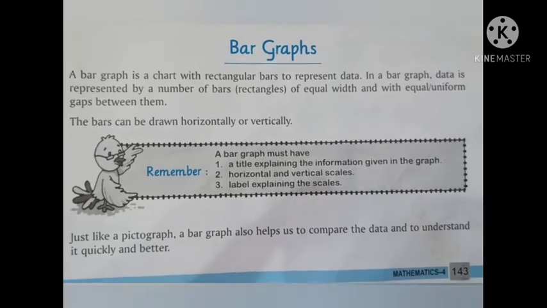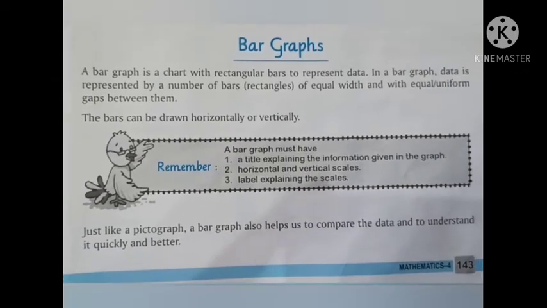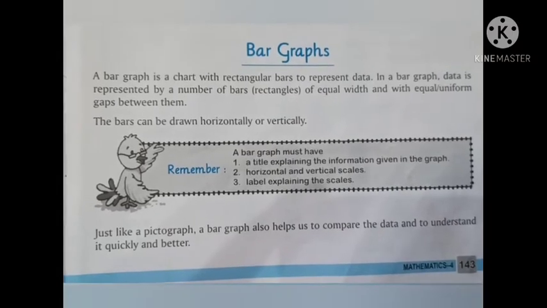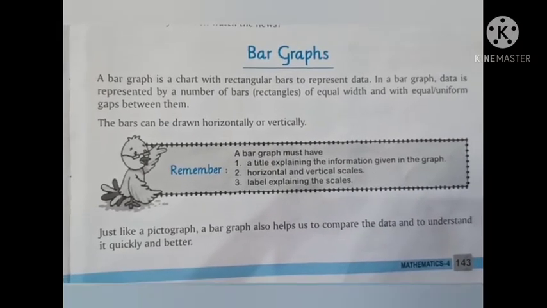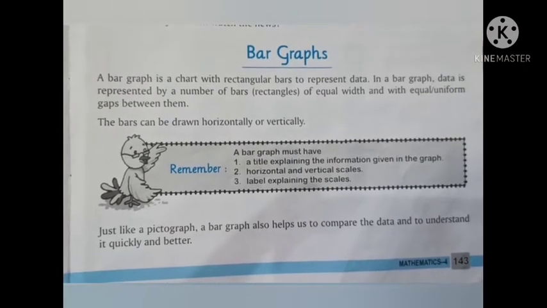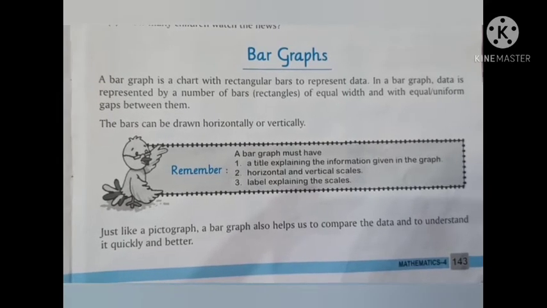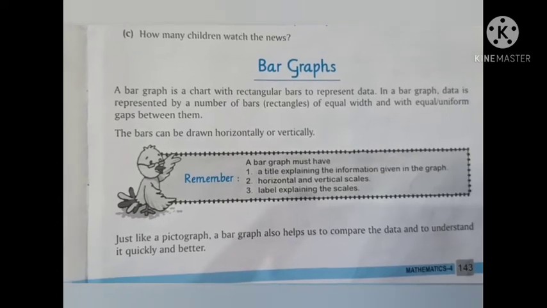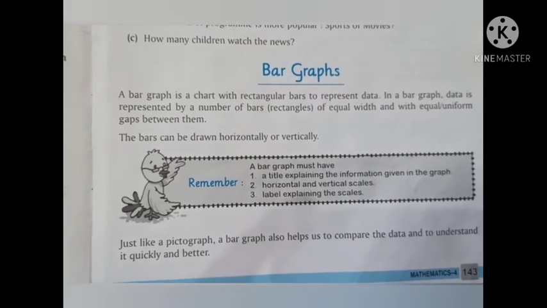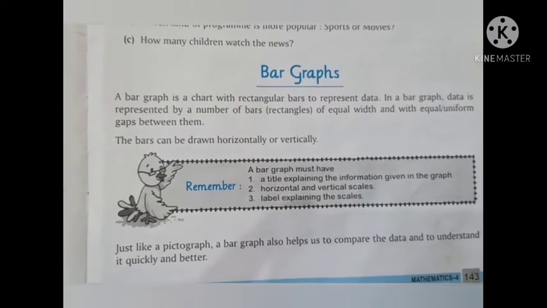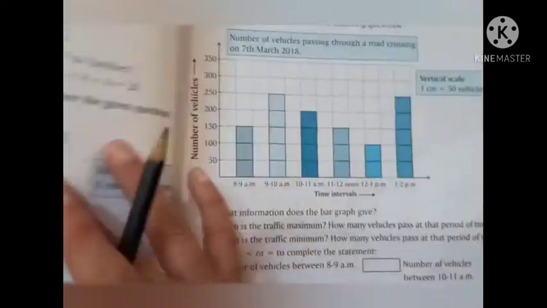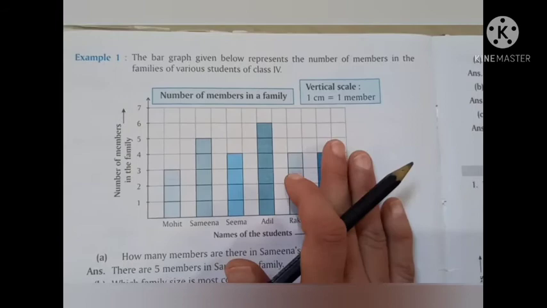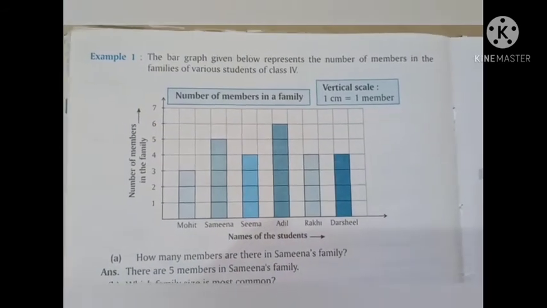Students, the next method is using a bar graph. A bar graph is a chart which has rectangular bars to represent the data. In a bar graph, data is represented by a number of bars, that is rectangles of equal width and with equal or uniform gaps between them. The bars can be drawn horizontally or vertically. Now let us see a bar graph with the help of which we can easily understand how to solve the problems using a bar graph.